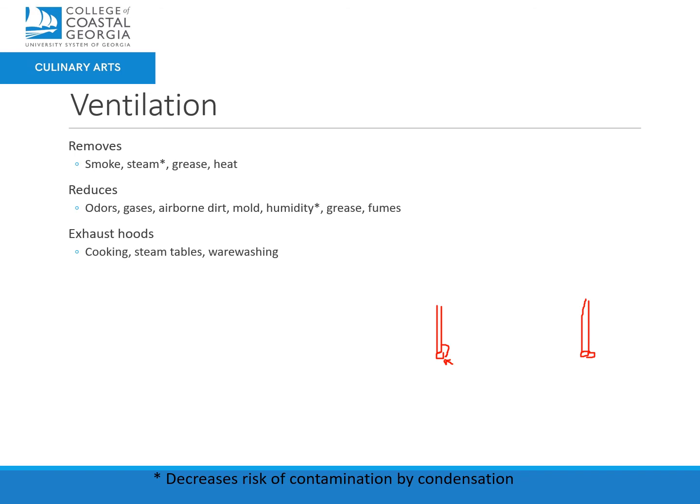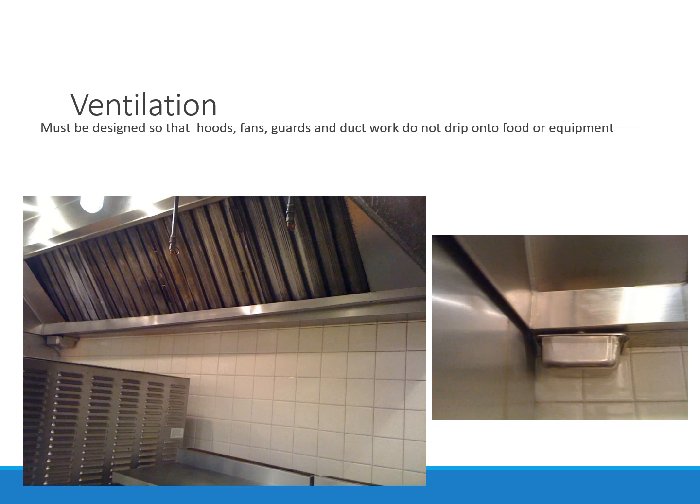The ventilation reduces odors, so it smells better. It also takes airborne dirt, mold, and humidity, all of it, out of your facility. And so where do we need a hood? Well, we need it in cooking areas. We need it around steam tables, and we need it in dishwashing areas. Those are where we're supposed to have hoods. So here's a picture of a hood.